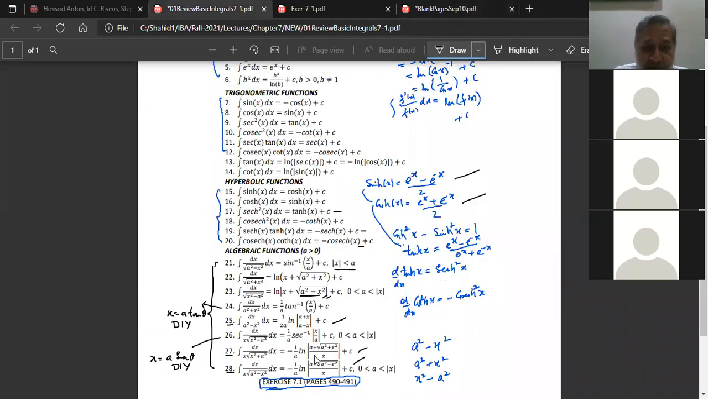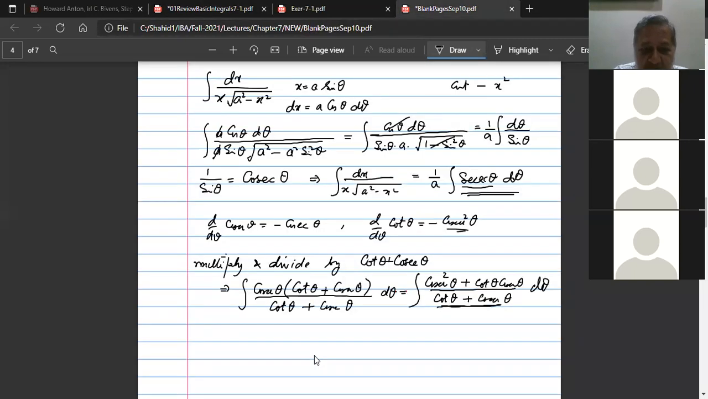Cosecant का derivative क्या है भाई? Minus cot into cosecant. यहाँ पे cot भी. So do we have similar results? Cotangent का derivative minus cosecant square और cosecant का derivative minus cosecant into cotangent.